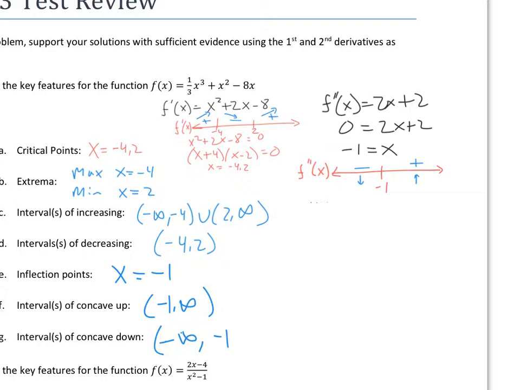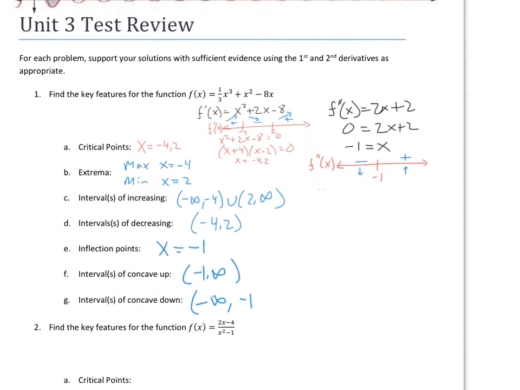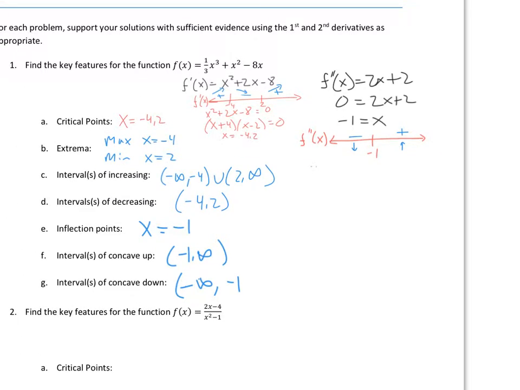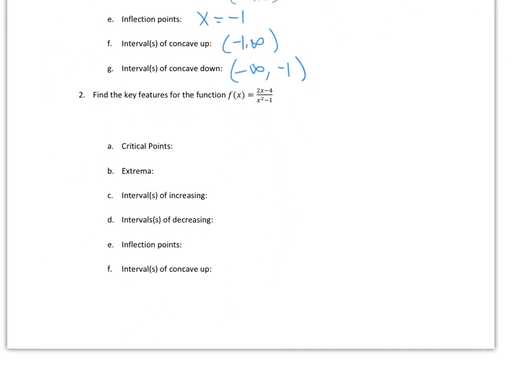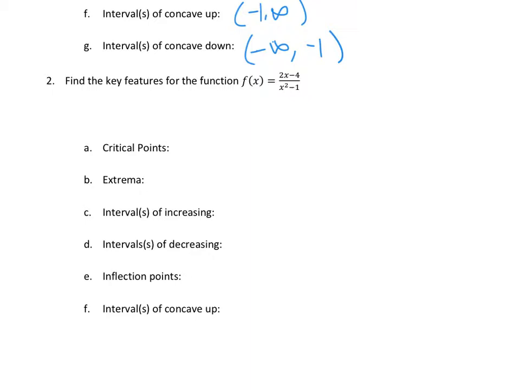All right. And there you have it. Okay. There's a polynomial. Not too shabby. Should be pretty quick to do that. Now let's go ahead and try a rational function here. All right. Let's find those key features for a rational function.